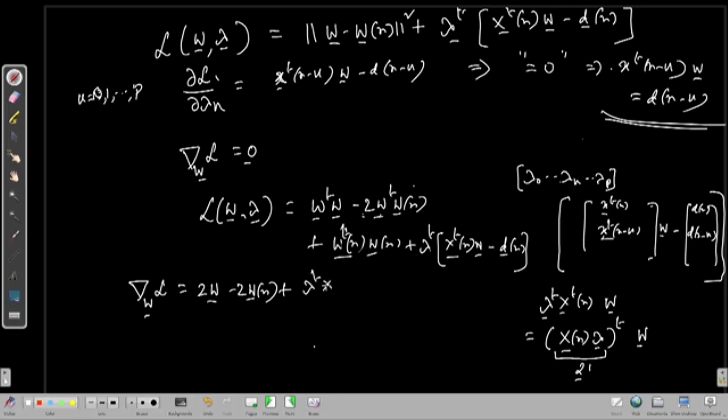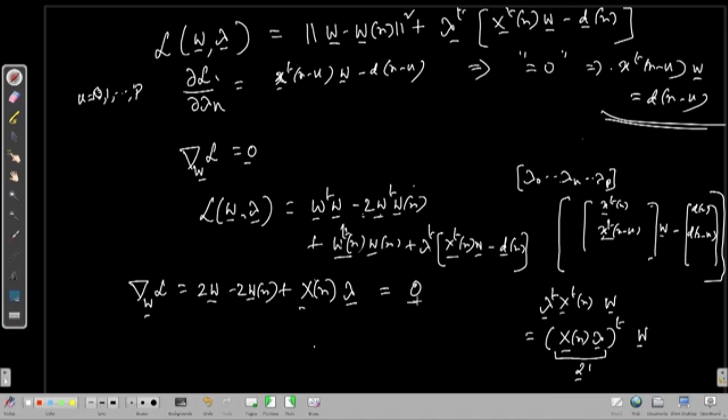Alpha is x n lambda. So it will be x n lambda. Now remember, it is a vector equation, not a scalar equation. X n is a matrix, lambda is a vector, lambda 0, lambda 1 up to lambda p, and this is also a gradient vector. All right. This is the situation. This I have to equate to 0 vector for minimization, for minima.